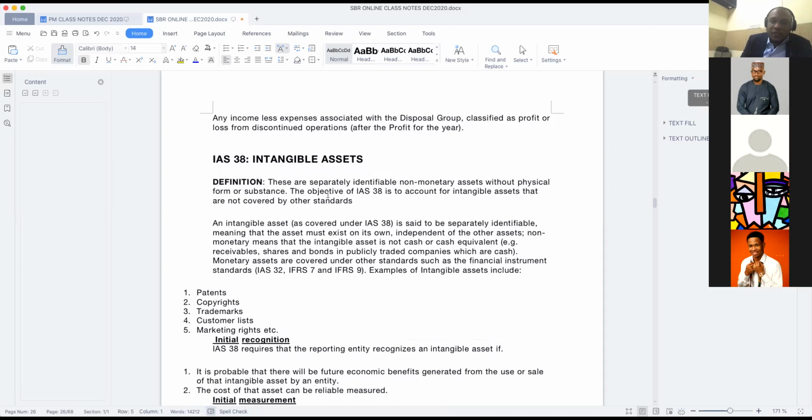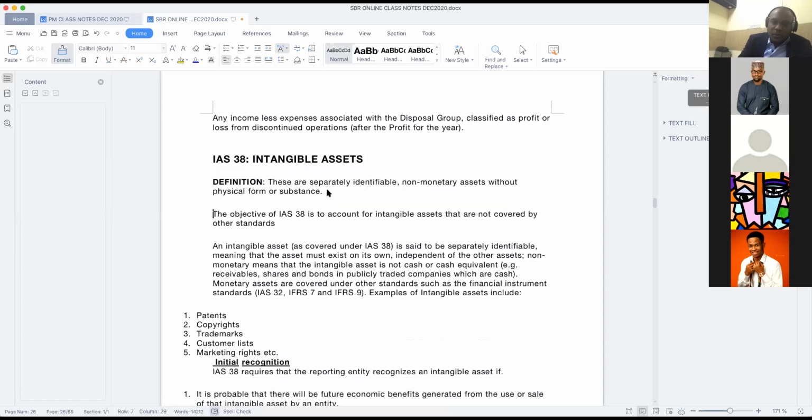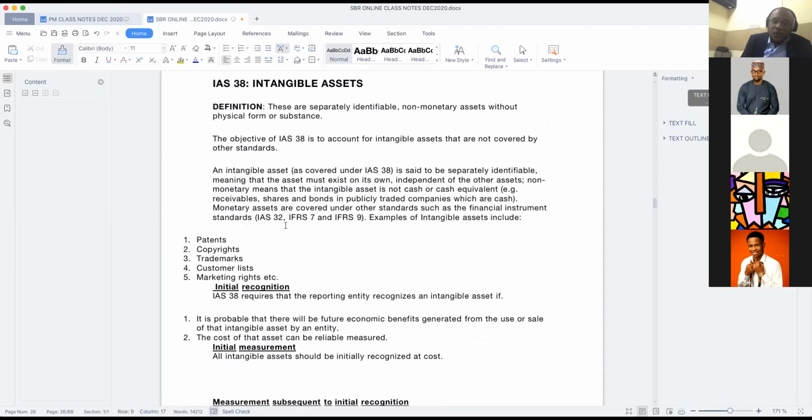Intangible assets are separately identifiable non-monetary assets without physical form or substance. The objective of IS 38 is to account for intangible assets that are not covered by other standards.